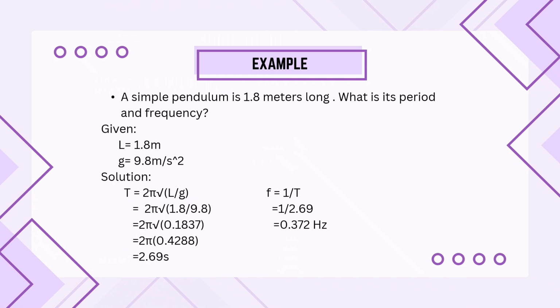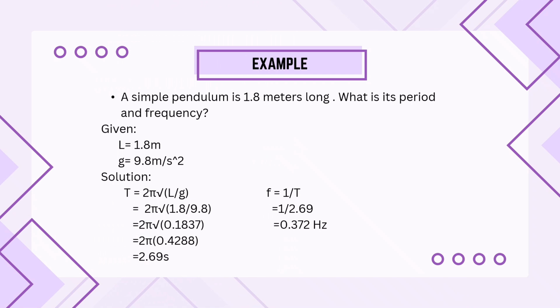Formula for the period. T is equal to 2 pi square root of L divided by g, where L is the length of the pendulum from the pivot to the center of mass, and g is the acceleration due to gravity. Formula for frequency. f is equal to 1 over T, where f is the frequency in hertz, 1 is the number of cycles, and T is the time it takes to complete one cycle in seconds.